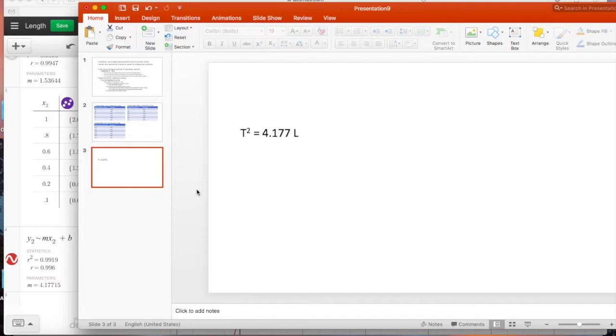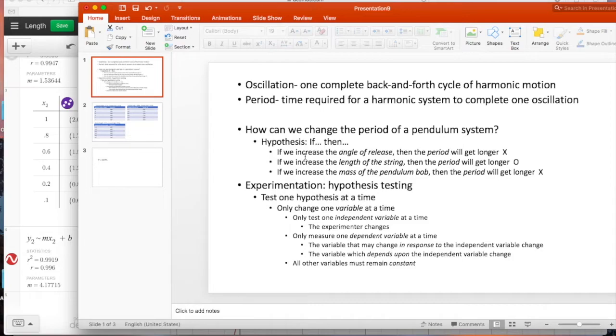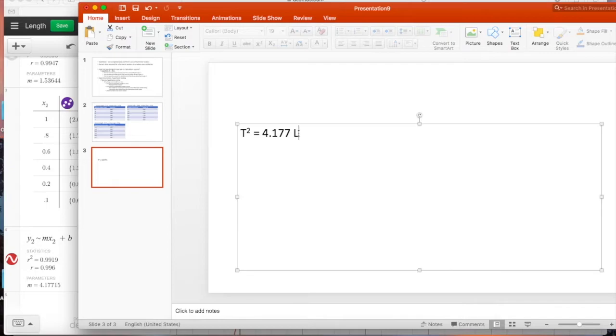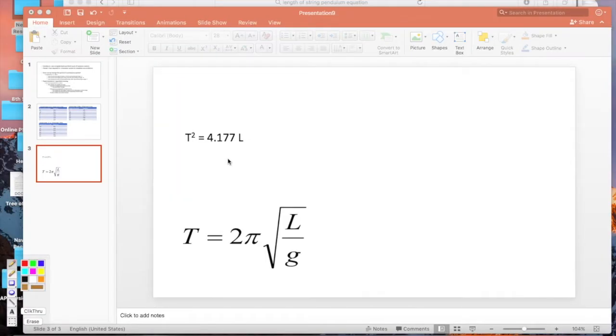So experimentation is all about obtaining data to answer a question, to test a hypothesis, one independent variable at a time, and to try to find relationships between variables, using some graphing skills to come up with a mathematical model. Now, we can even do some interesting things with this equation. You'll see that up here I have the equation that we derived from our experimentation. And down here, this is the famed equation that relates the period of a pendulum to the string length using some fancy math.